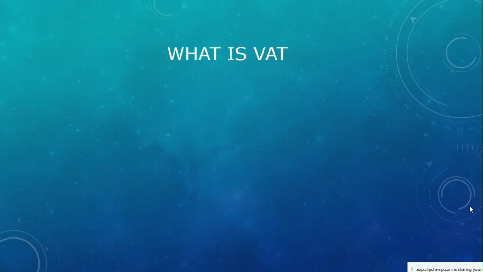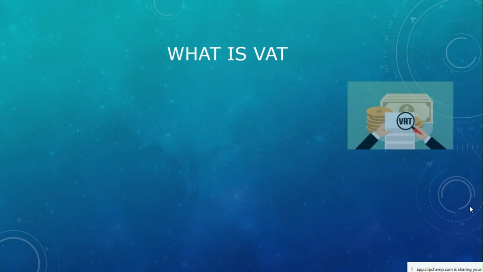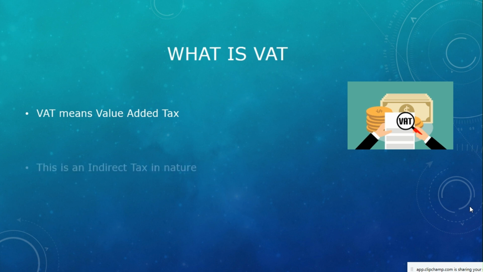First, to understand what the VAT system in the UK is and how it actually operates, the first basic thing we need to understand is what VAT is. VAT is the abbreviated form of value added tax. So value added tax, in short, means VAT. VAT is indirect tax in nature.